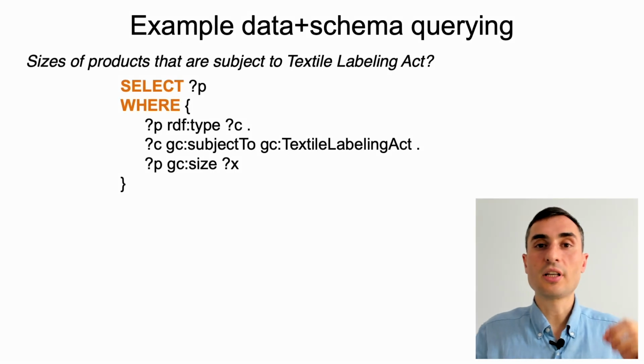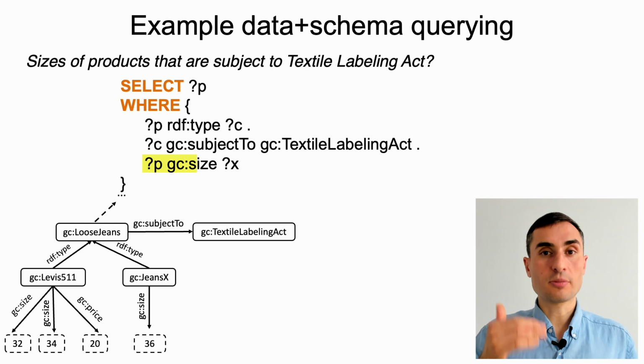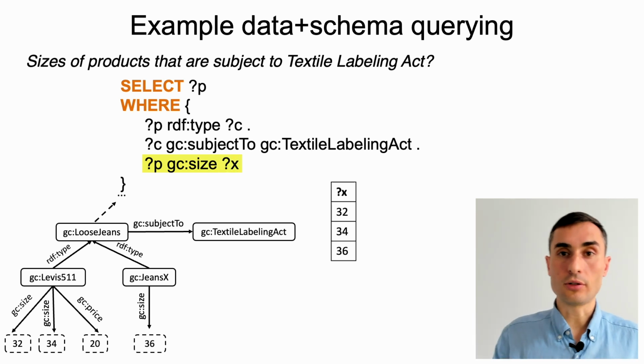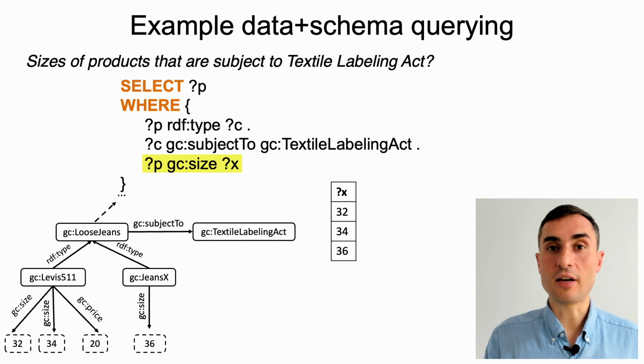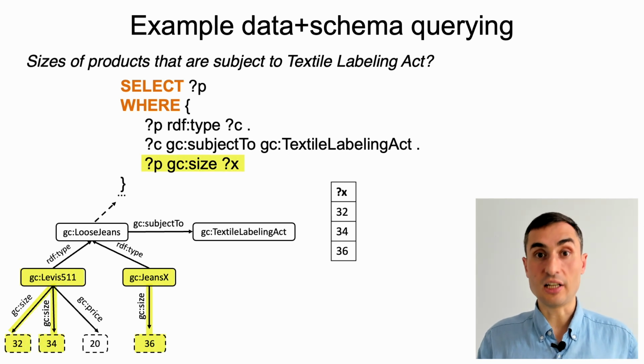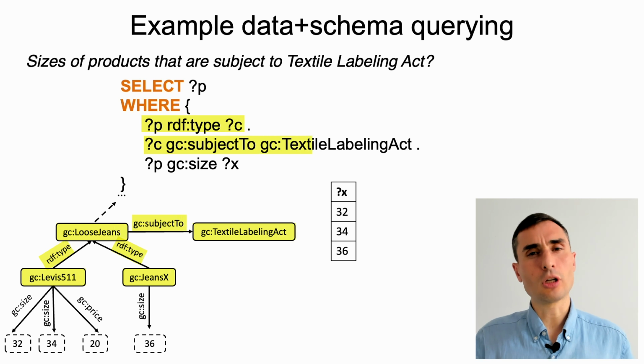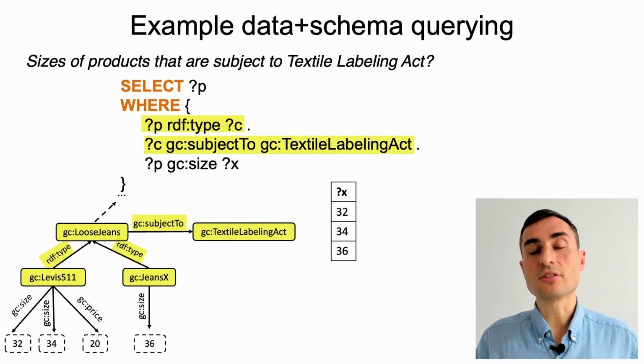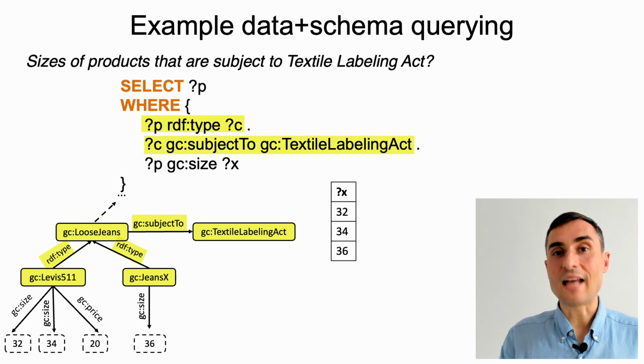Suppose, instead of asking for the products that are subject to the Textile Labeling Act, we ask for the sizes of these products. We would add one more triple to our Sparkle query, which would now return back 32, 34, and 36, which are the sizes of Levi's 511 and Jeans X in our database. Now, part of this query is querying for sizes of products, so that's clearly querying data records, whereas the other two triples can be thought of as querying schema information in the database, because it's asking for information about types of entities and a class of entities, namely loose genes. Now, data and schema querying is not just a feature of Sparkle, it's a feature given by many graph query languages. For example, you can also query both data and schema in the Cypher query language for property graphs, but arguably not as uniformly as in Sparkle.